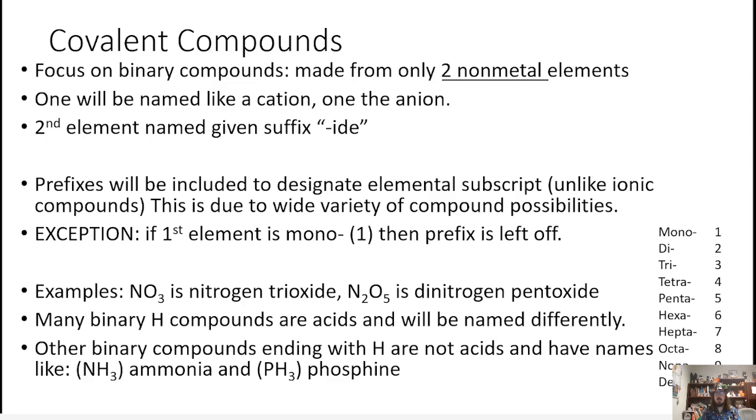Now you see on the right, up to the first 10 of numbering is given. So mono, di, tri, tetra, penta, hexa, hepta, octa, nona, deca. Pretty straightforward. It's the prefix. Mono means 1. Like monotone voice. Without any ups and downs, no hills and valleys, it's monotone.